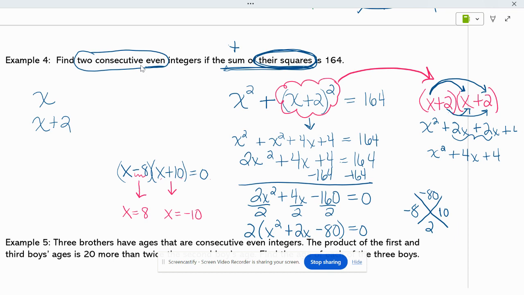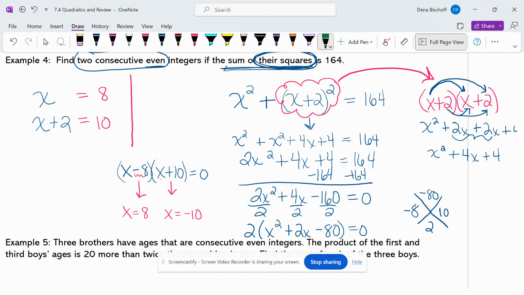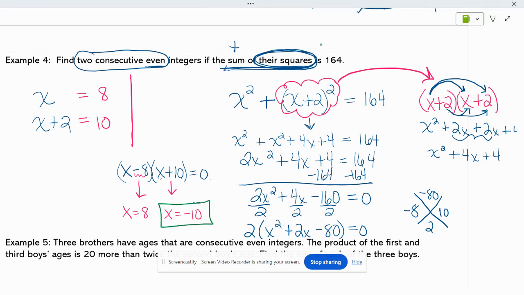So let's think about it. You could let x equal 8. And then if x was 8, the next integer would be what? 8 plus 2 is 10, okay? Or what if you let x equal negative 10? Negative 10 plus 2 is negative 8. Both of those are correct because it doesn't specify that you need a positive or a negative. Okay?